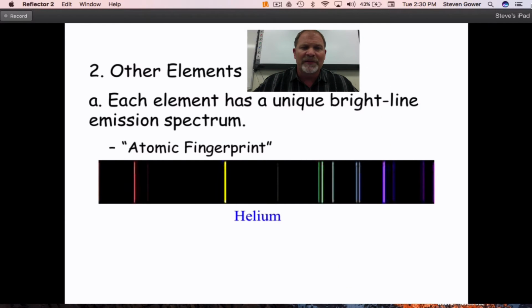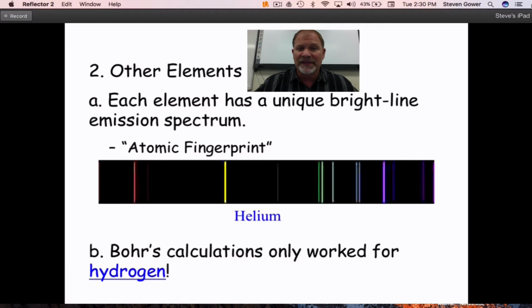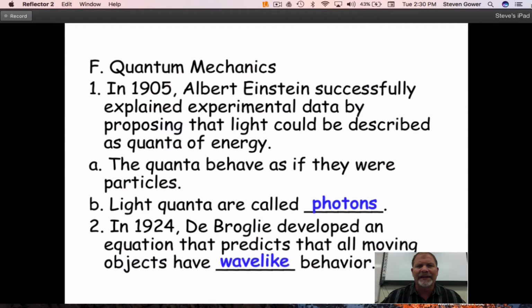So again, we know every element gives off specific bands of light. This is helium again, and the key thing is it's so consistent, it acts like a fingerprint, just like our fingerprint could identify us. And our fingerprint is unique to us as well. So quantum mechanics, Albert Einstein, he successfully explained the experimental proposition that light could be described as a quantum of energy. So there's this bundle of energy or a particle, and this quantum of energy was called a photon. So again, the quantum of energy given off is called a photon.